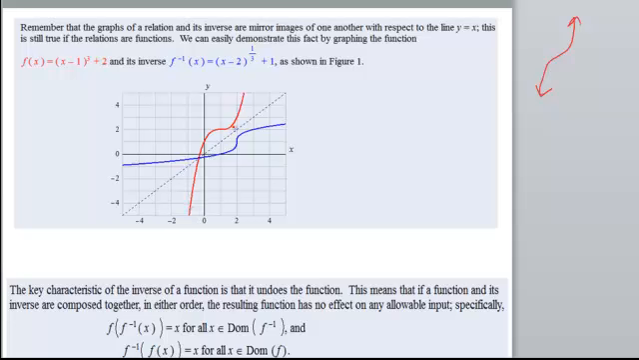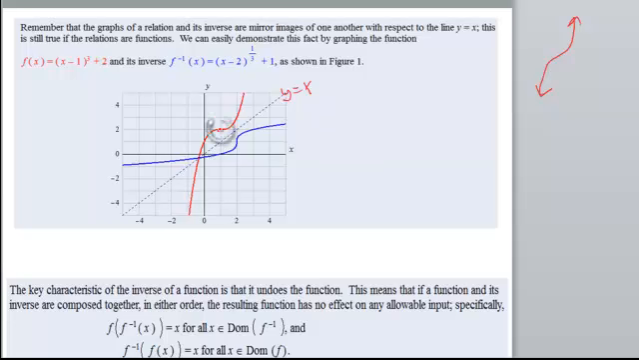If you wanted to reflect this over this line, this is the line y equals x right here. If you reflected this graph over that line, it would be this one. So anytime you want to graph the inverse of a function, you reflect it over the line y equals x. Another thing you can think of is you switch all the x's and the y's.